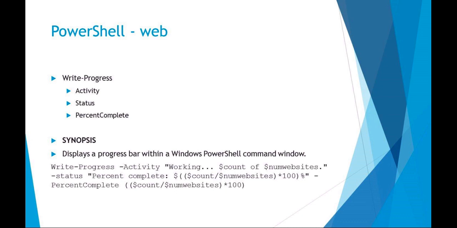So you can see down at the bottom, I've provided an example here. It's going to write progress, which makes a special portion of the screen to write the progress. The activity is working on some number of websites. For the status, I want it to say percent complete and calculate the percent complete in the status. And then for the actual number of percent complete, again, just go ahead and calculate it out. So again, this write progress will display in a special area of the screen and display it in a special way, the progress or status of your script.